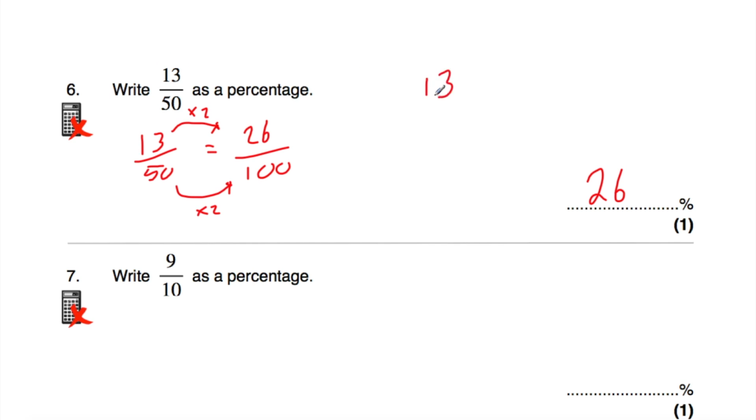Alternatively, we could do 13 divided by 50 using our bus shelter method and say, well, how many 50s are in 1? 0 remainder 1. How many 50s are in 13? 0 remainder 13. How many 50s are in 130? That'll be 2, that's 100, remainder 30. And then how many 50s are in 300? That'll be 6. So that's 0.26, which is a decimal. And then if you times that by 100, you get 26. So then it would be 26%, and that's it.